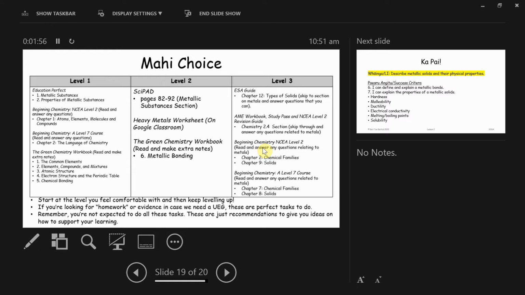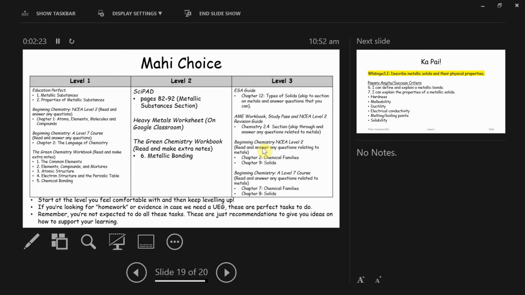The other thing that's really beneficial for doing homework is that we can use it as evidence for the unexpected event grade. We can collect some tasks to do that. So that's why I created that Google Doc online for that evidence. You can type up work that you've answered, or you can take photographs of the stuff you have. We will be getting the SciPads next week, so you'll be able to start doing SciPad work and things like that. So do keep that in mind.